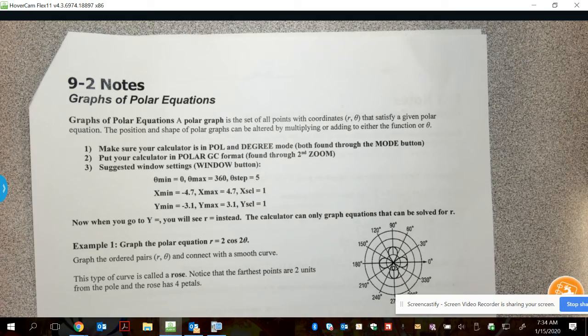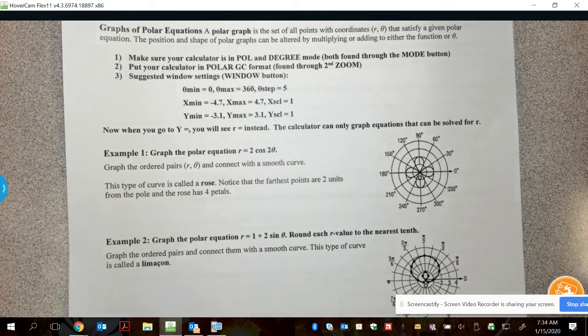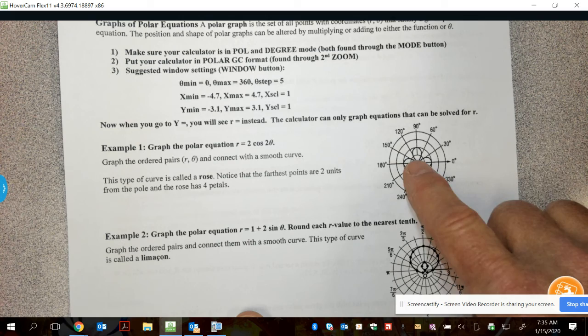All right. You got it? Everybody got it? That's all you're doing. You are literally plugging it in and looking at what the graph does. There are all kinds of graphs. So when you're doing this, do you have to sketch these? So all the ones that have the 2 theta, 3 theta, that kind of thing, they're making what's called a rose.